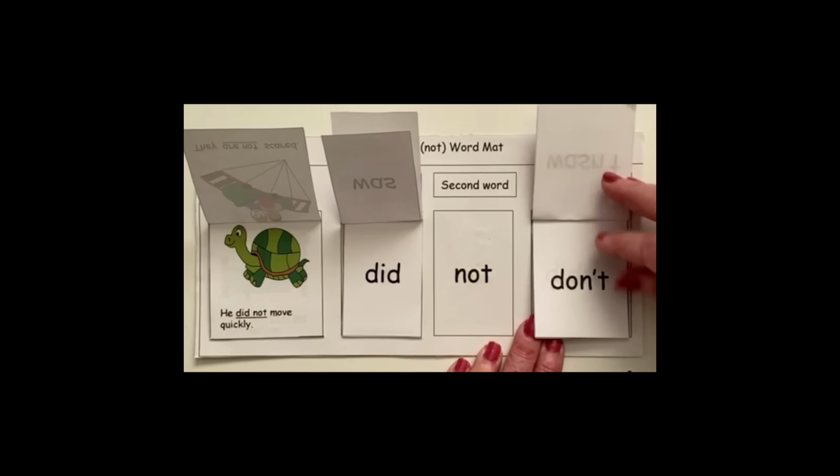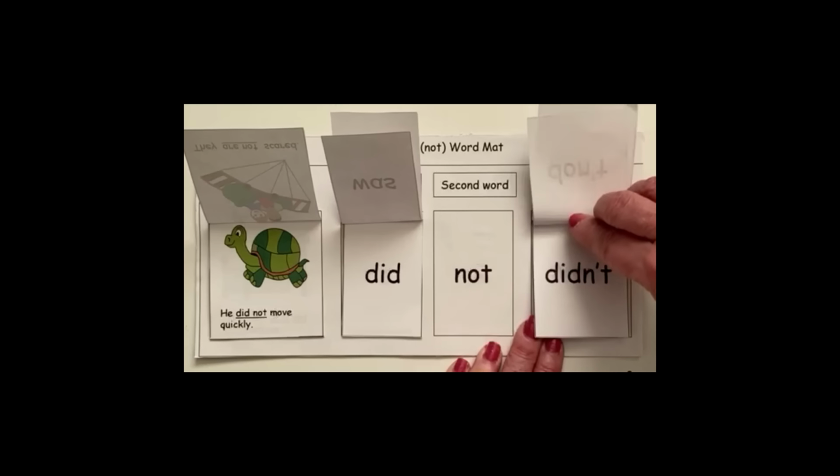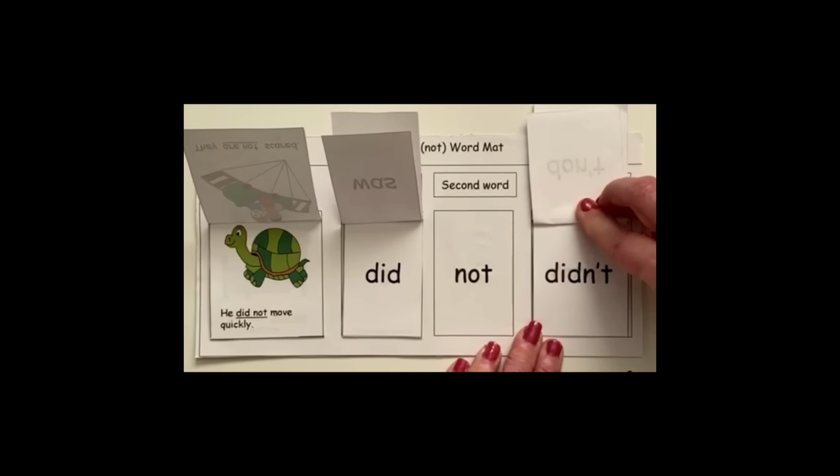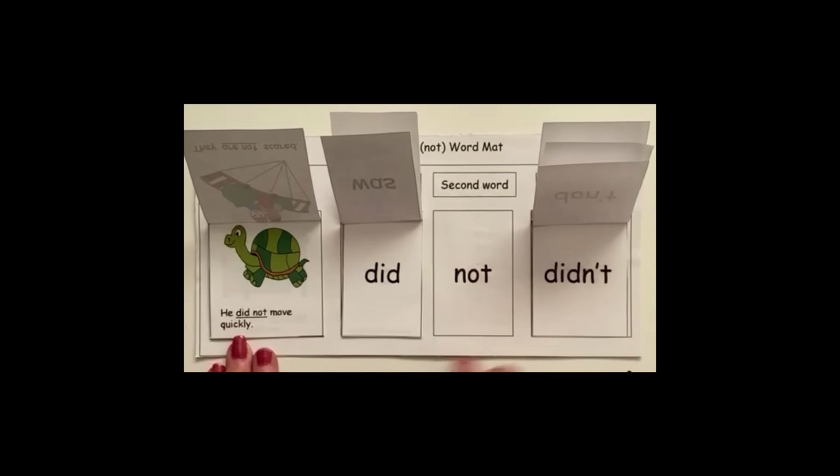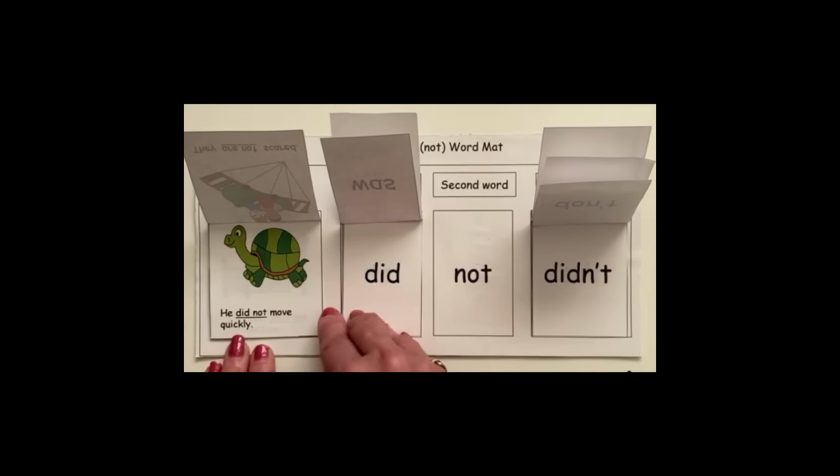Don't. No. Didn't. Let's check and make sure. He did not move quickly. Did is the first word. Not is the second word. Didn't. Let's try it in the sentence. He didn't move quickly. That works.